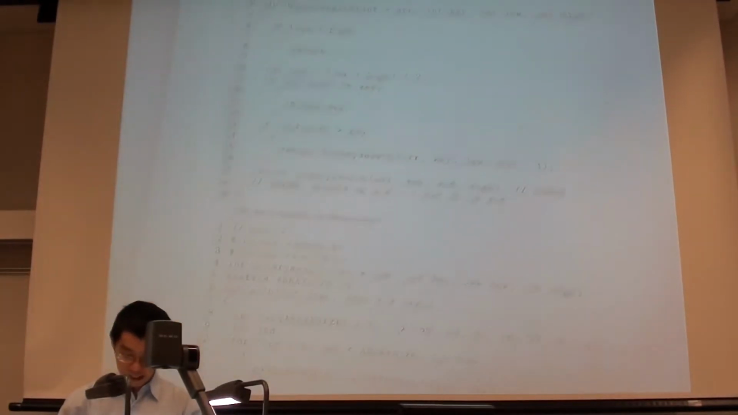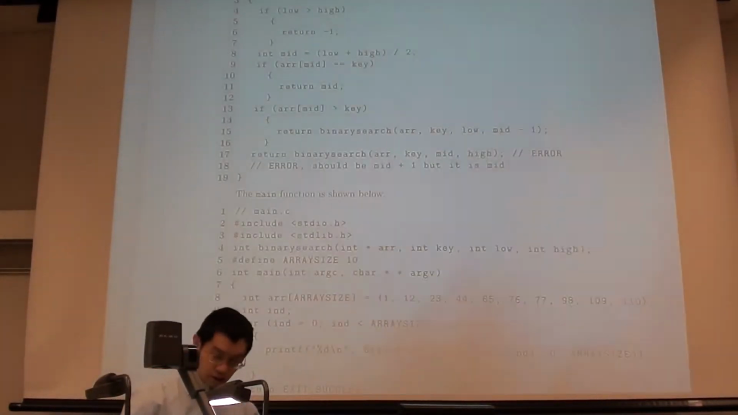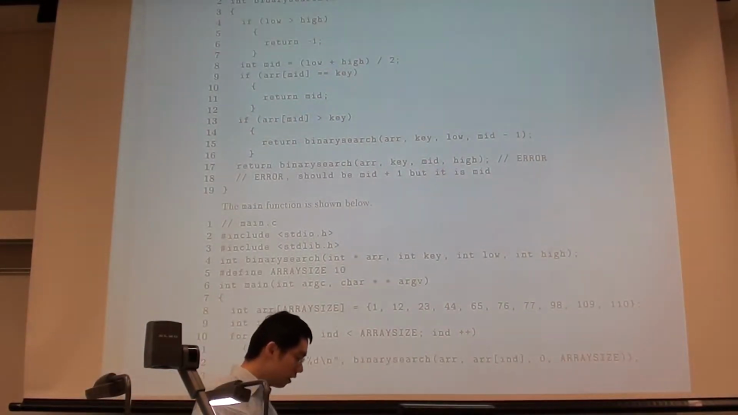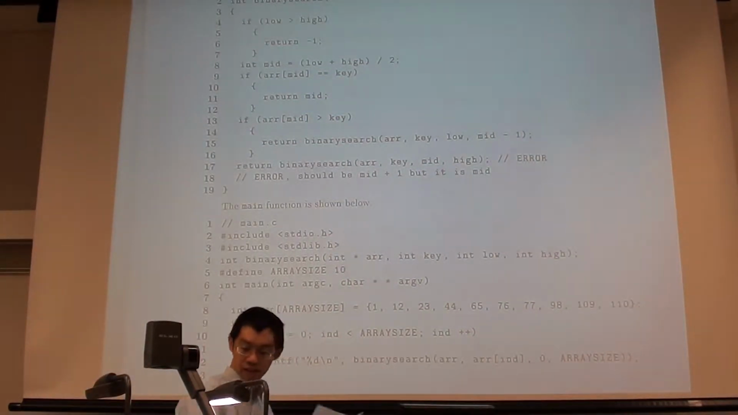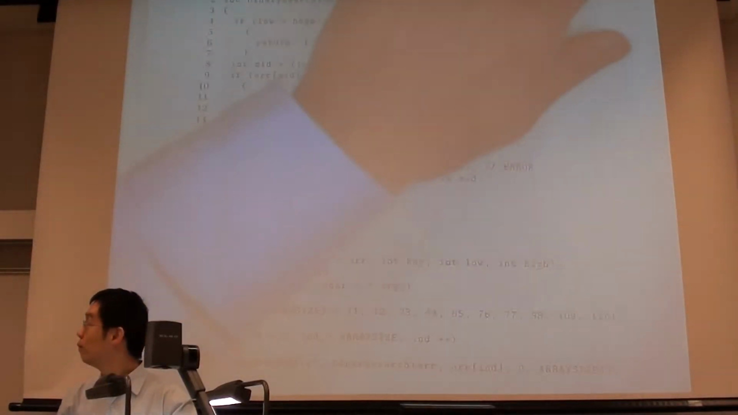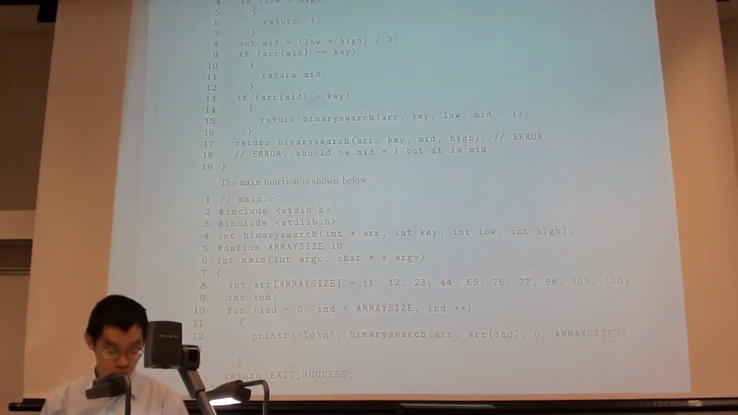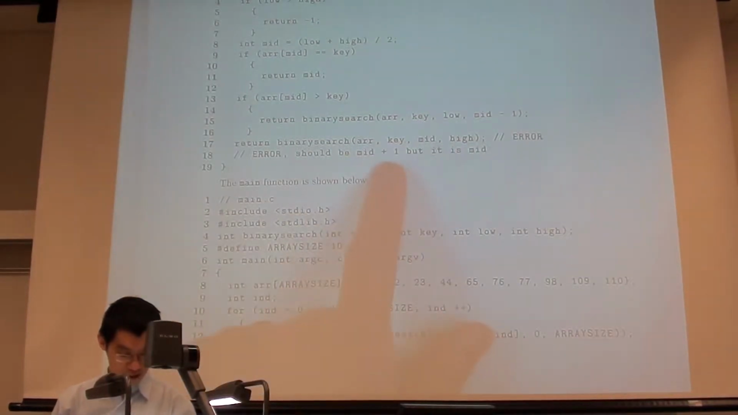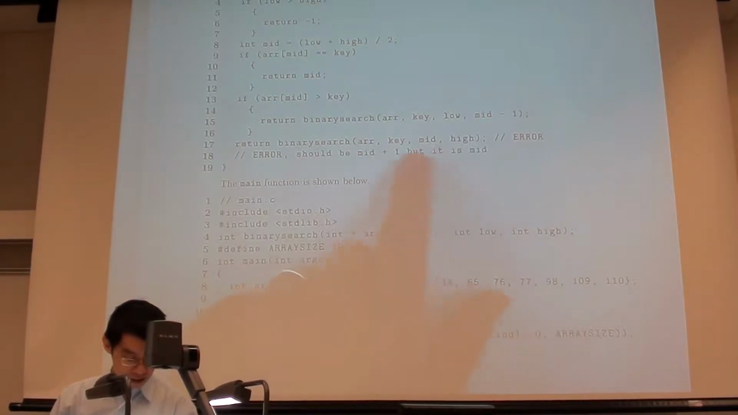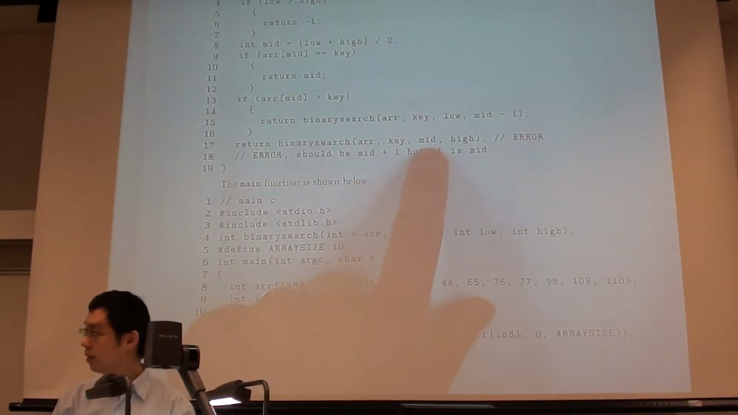The next question asks you to understand what happens if you have a recursive function and it is incorrect. As I said before, I'm looking for your understanding, not your memorization. So I told you, this is incorrect. This is a mistake. It should be middle plus 1, but it's right middle here.